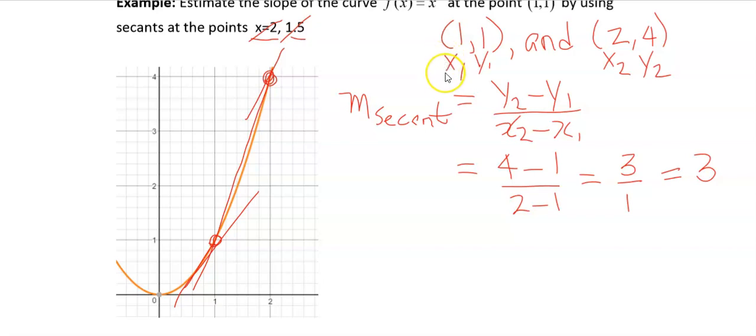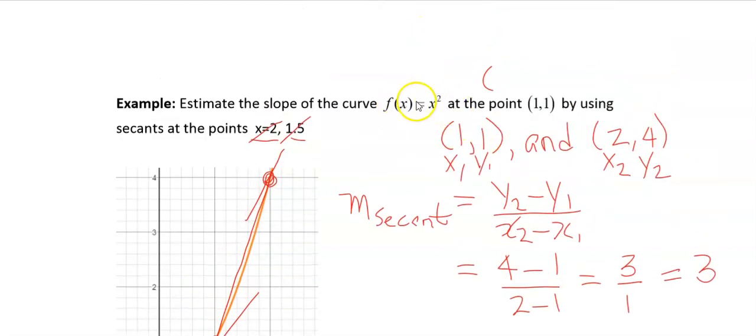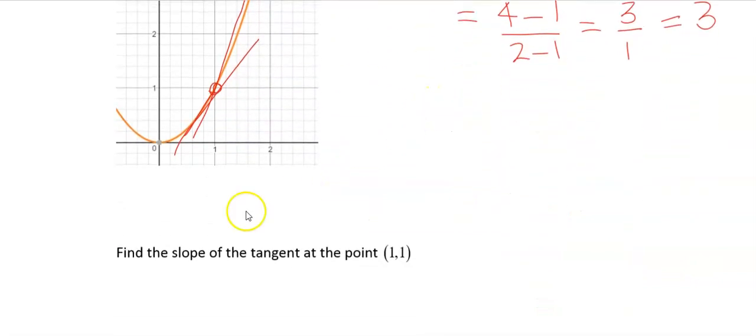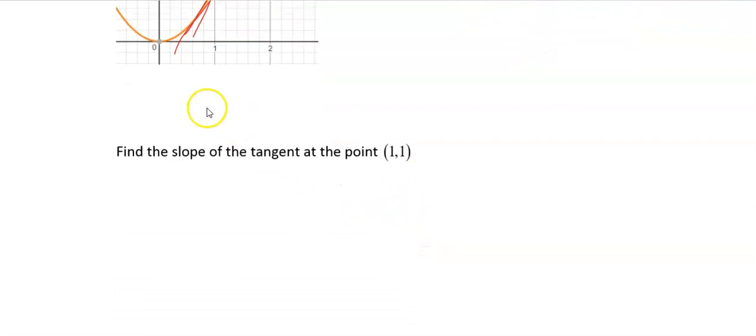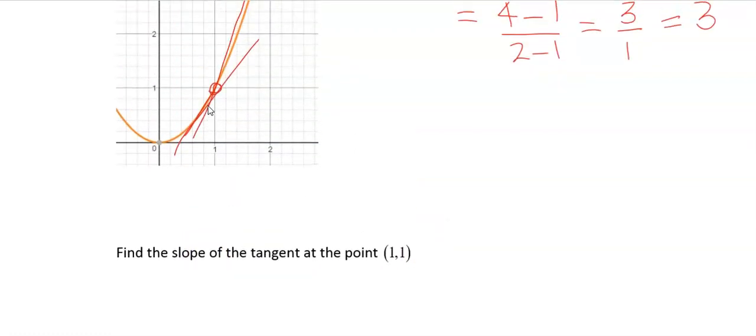Okay? Now, for the first time, we're going to use the delta process on f of x equals x squared. That's a pretty simple function right there. Now they say find the slope of the tangent line at the point 1, 1. They might want us to estimate it, but I'm going to go further. I'm going to get the actual slope. I'm going to use the delta process here, and by golly, we're going to get the actual slope.